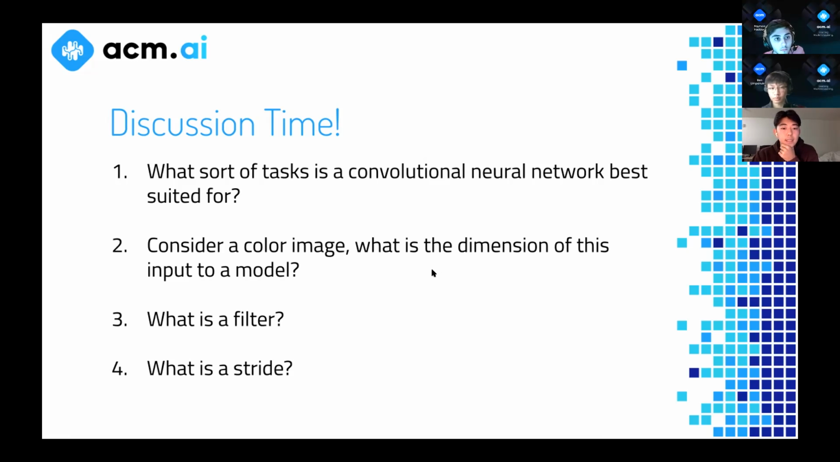Moving on, considering a color image, what is the dimension of this input to a model? So let's say we have a square color image of side length n. Could you guys give me an expression of the dimension, either in chat or you can unmute? Awesome. So very quick response. So in the chat, we have n times 3. Does anyone want to unmute and explain how you got 3 from just this question?